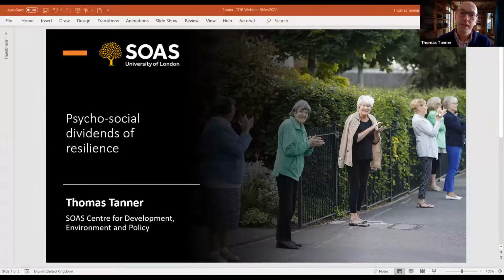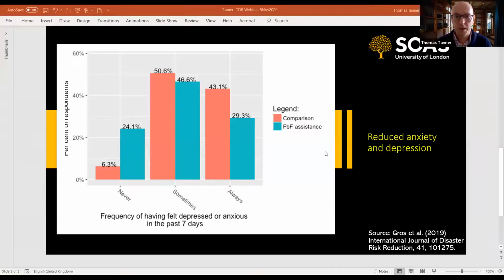One of the interesting things in the Red Cross work I was involved in in Bangladesh was that we looked at the evaluations, and I was really fascinated by one of the areas they looked into, which was reduced emotional stress. By having something anticipatory in place, they asked what was the frequency of people having felt depressed or anxious in the last 7 days. What they found was a marked, statistically significant difference between those in the control group and those in the intervention areas. Here on the diagram, you have a much greater number of people who reported never having felt depressed or anxious in the last 7 days.